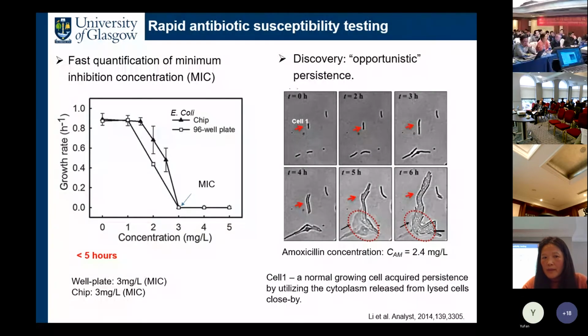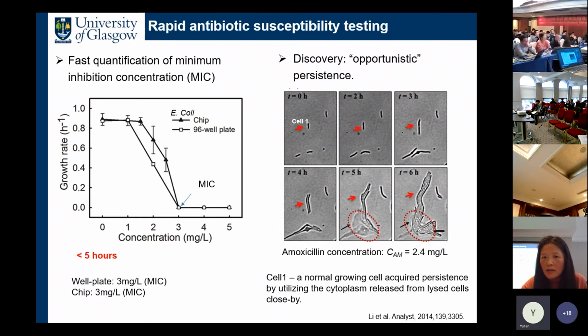So, of course, for any new approach, we need to validate with the traditional method. As you can see here, the minimal inhibition concentration determined from the gold standard and the single cell approach match very well. Now, the advantage with the single cell approach is that we are able to complete the AST test within 5 hours. Not only that, now we are looking at the whole population at the single cell level, and that allows us to observe all kinds of behavior.